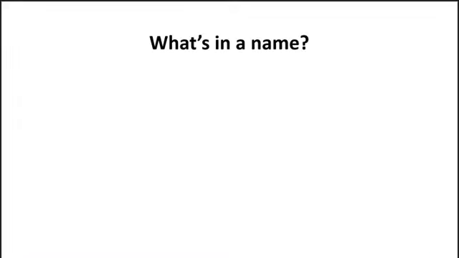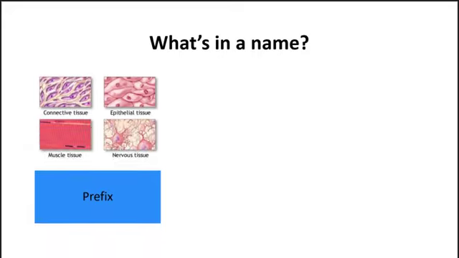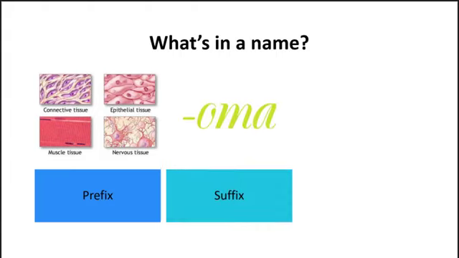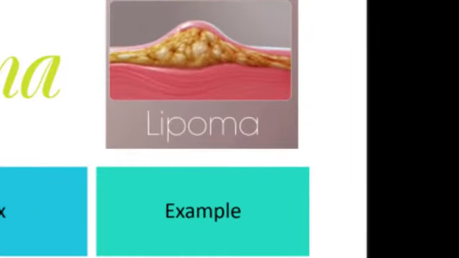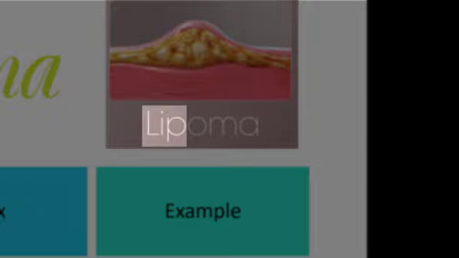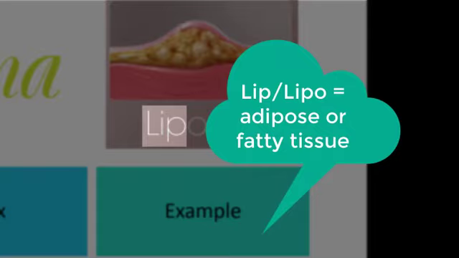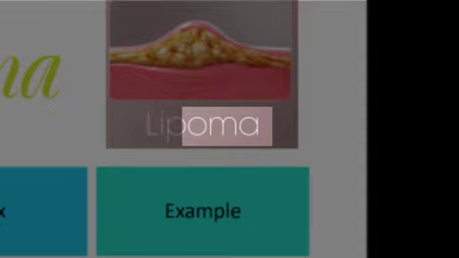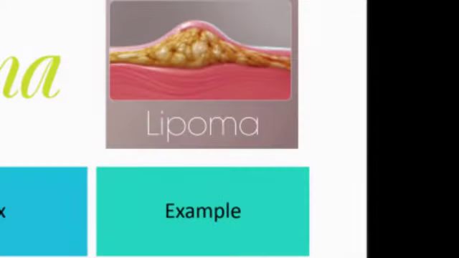Now, what is in a name? When we dissect the names of various types of neoplasms, we can gather clues as to their identity. The prefix is going to tell you what type of tissue or cell is being affected, and the suffix is going to tell you that it is a tumor of some sort. If we look at this example, a lipoma, the first part of this word indicates that it involves fatty tissues or adipose tissue because lip or lipo is the prefix for fat. Oma indicates that there is a tumor.